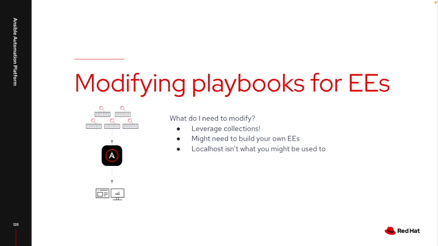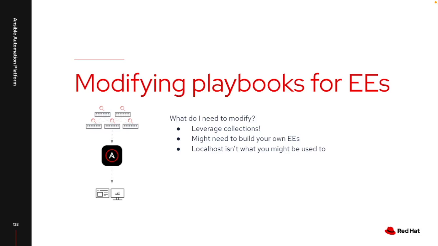So really I want to start off with, am I leveraging collections today? That's the big aspect that changed from Ansible 2.9 to 2.10 and newer. So I really want to make sure I'm leveraging them throughout my playbook processes. Depending on what collection I'm using, I may need to build my own execution environments. So if I'm outside what the Red Hat supported EE provides, I might need to create my own execution environment, which I will walk through.